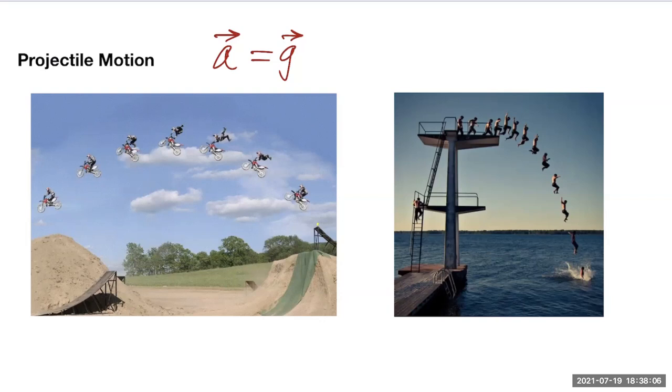Projectile motion and free fall, which we studied in chapter 2, are very much alike. They're both powered by gravity. So a equals g, the acceleration of gravity. You can think of free fall as a special case of projectile motion, which is that it moves only up and down in a vertical direction.